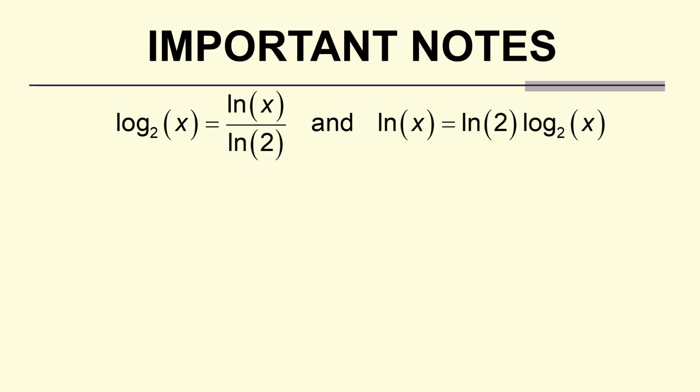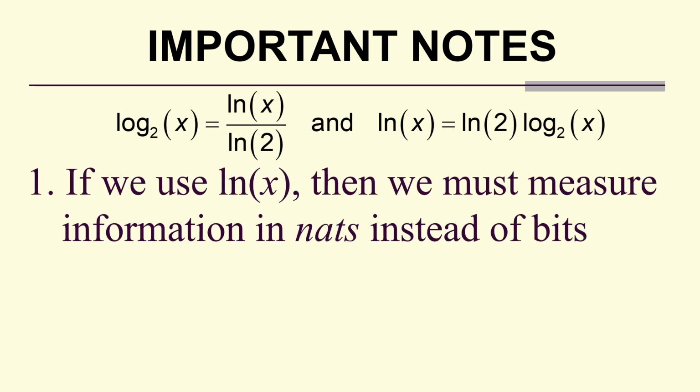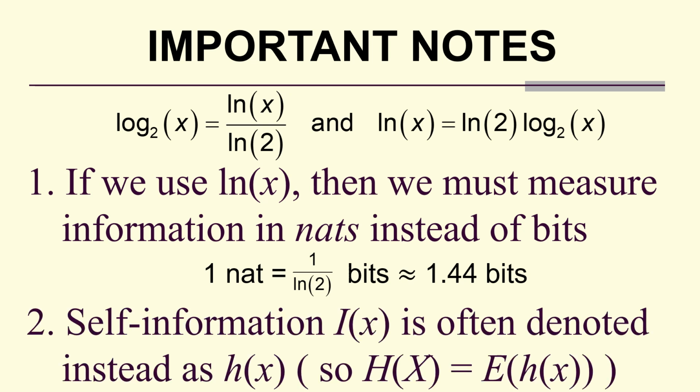So some important notes. The log base 2 of x is the natural log of x over the natural log of 2, and the natural log of x is therefore the natural log of 2 times the log base 2 of x. If we use the natural log of x, then we're using nats instead of bits. One nat is about 1.44 bits. Also, self-information, sometimes I use capital Y of x, but we're trying to use consistently the notation little h of x for self-information. So entropy is the expected value of h of x.